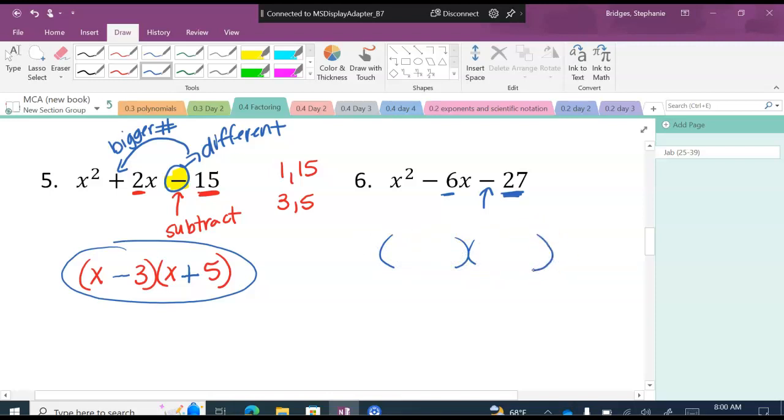If you need to make a list of factors, you always start with 1 and the number. Then you go down your list until you repeat a factor. That's how you know you're done. So 1 and 27, and then what? 3 and 9. So which pair subtracts to give me 6? 3 and 9. Okay, so we're going to put x and x. I'm going to put my 3 in one and my 9 in the other.